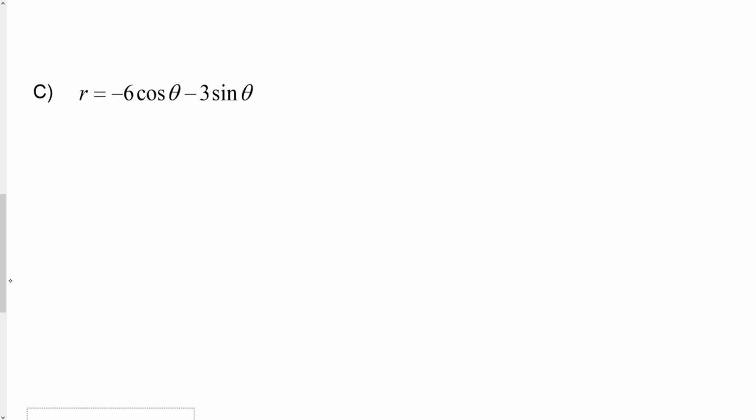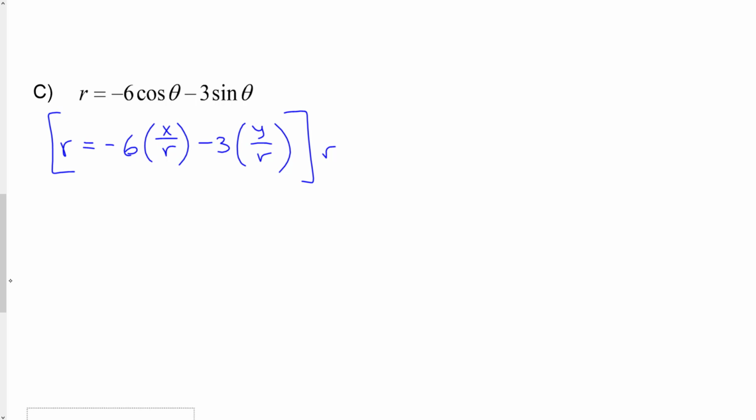All right, this next one. Similar technique to what we did in the first example. I can change cosine theta into x divided by r and sine theta into y divided by r. Now, if I multiply both sides of this equation by r, I'm going to have r squared on the left-hand side equals negative 6x minus 3y, or x squared plus y squared equals negative 6x minus 3y.